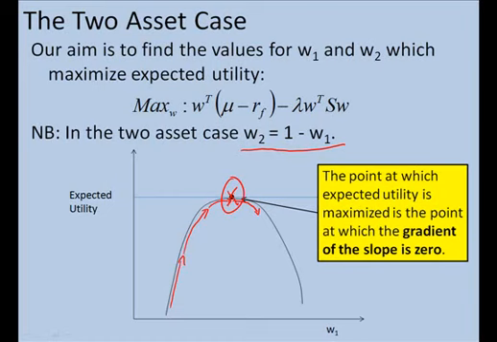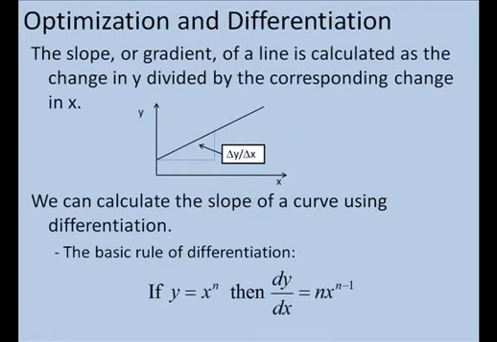In the two-asset case, it's pretty easy to calculate the percentage allocated to each asset, either in Excel or even by hand. And we can draw a diagram, just like the one you see here. In reality, we've got thousands of assets, so the problem's a bit more involved. The question is, how do we solve the problem when it's more complicated? We're going to have to think about optimization and differentiation.